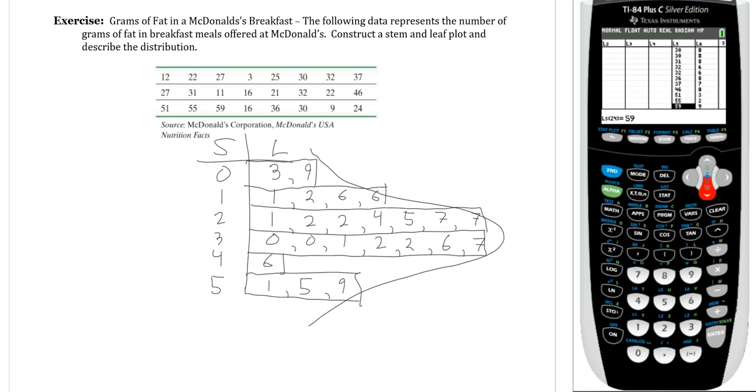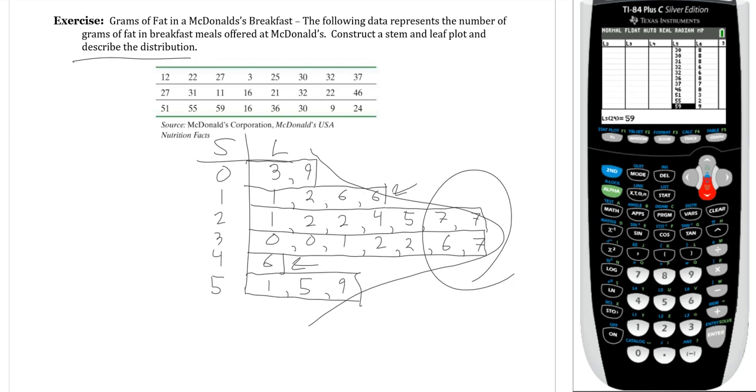Now, it does also ask us to describe the distribution in the question. And looking at this, I do see a majority of the data here in the center, in the 20s and 30s, and then it tapers off in both directions. Not perfectly evenly. If you notice, the 40s is significantly less than the 10s. However, it's not that far off.